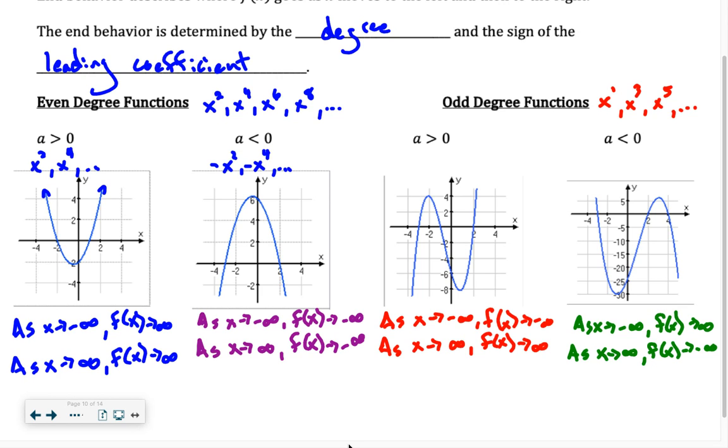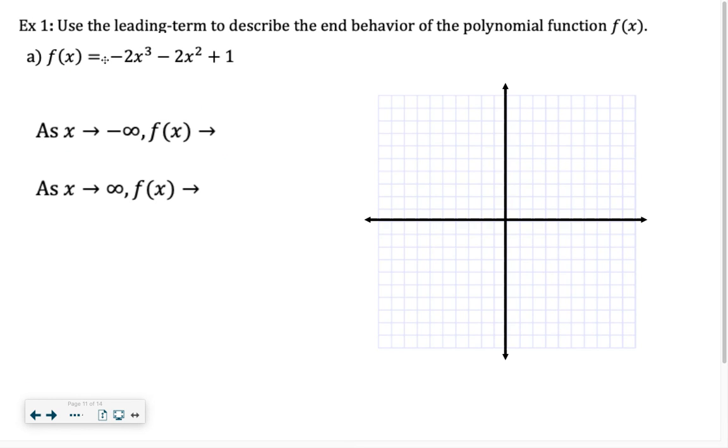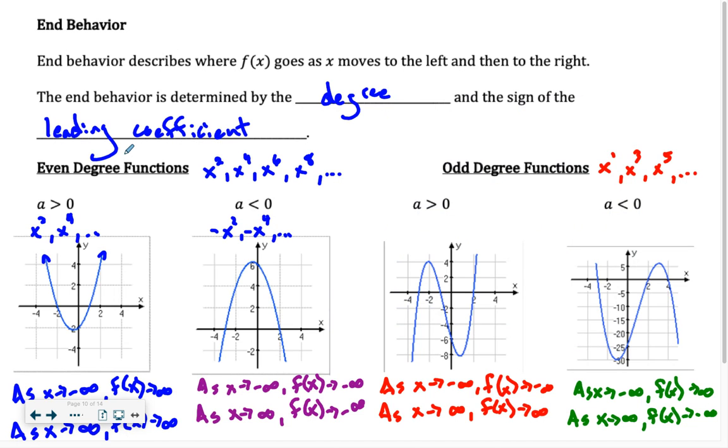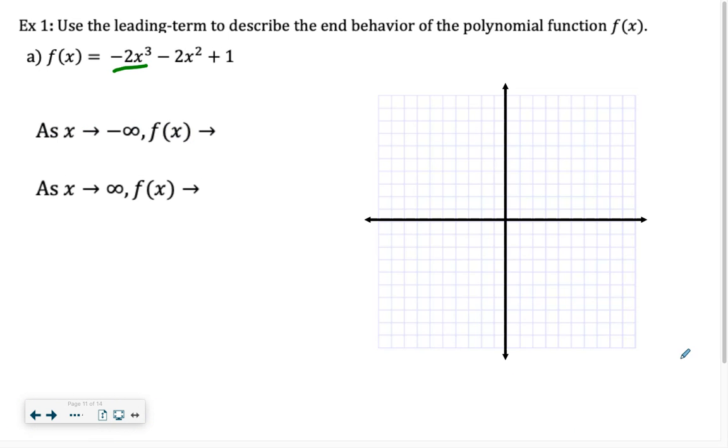All right, so let's look at a few examples of this. Just given a function, negative x cubed minus 2x squared plus 1, we just want to look at our leading term, which is negative 2x cubed, to determine our end behaviors. So we can say as x goes to negative infinity, right, since this is a negative and odd degree, f of x is going to go to positive infinity, and as x goes to positive infinity, f of x is going to go to negative infinity.